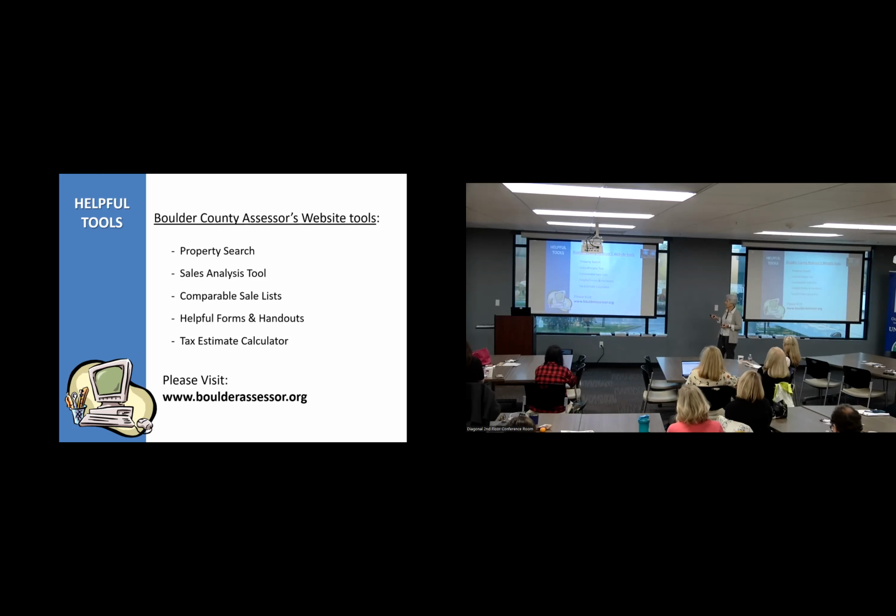What it has out there is the sales analysis tool, which is new for us. It's a tool that allows you to go in with your account, your property ID, and find comparables. It's pretty easy to use. If not, there's a little help video linked up in the upper right-hand corner of the screen. We have comparable sales lists. We have the time trending sheets out there. You can see the time trending. There's all kinds of the appeal forms out there, all kinds of other forms, handouts and explanations.